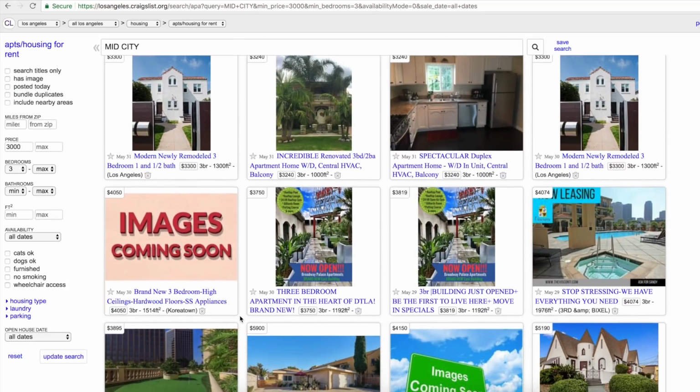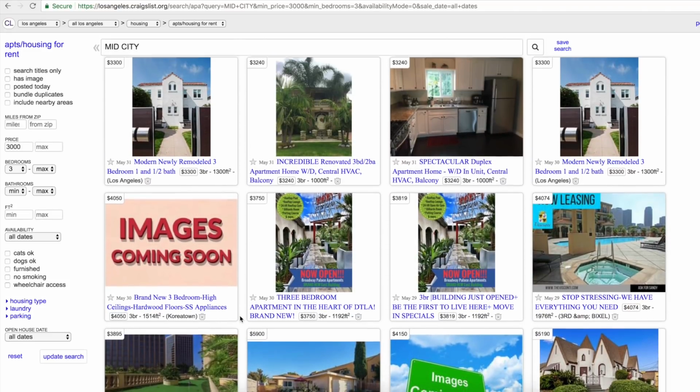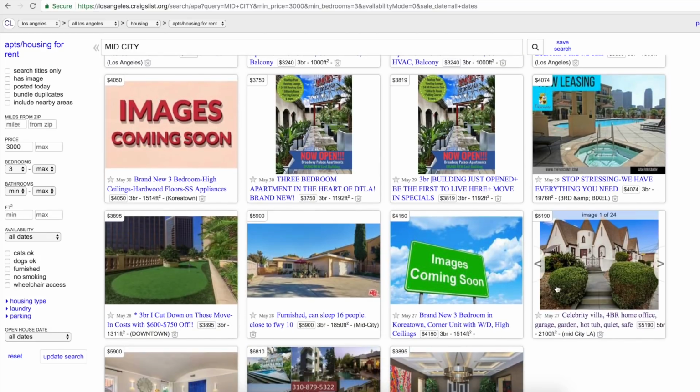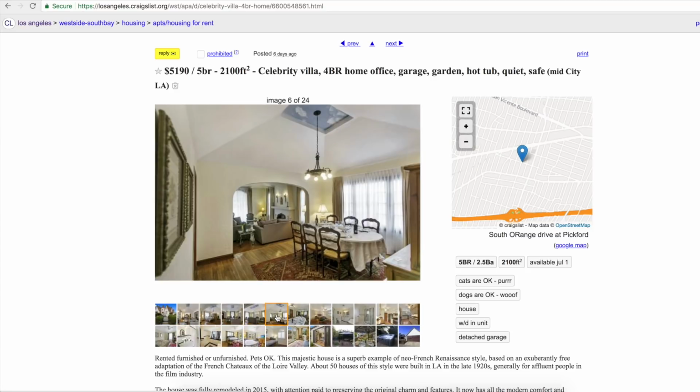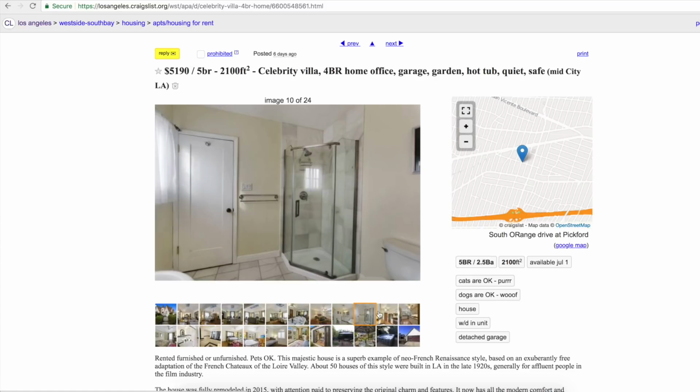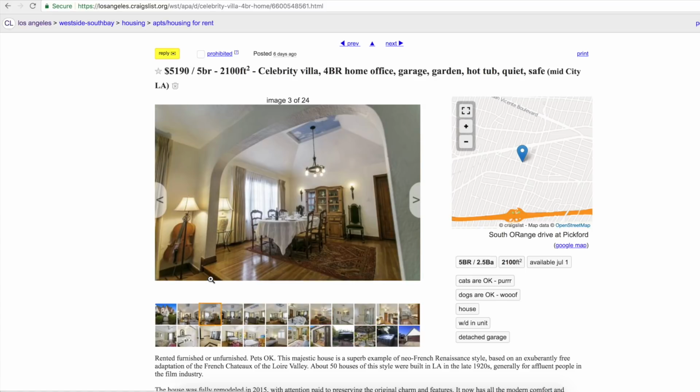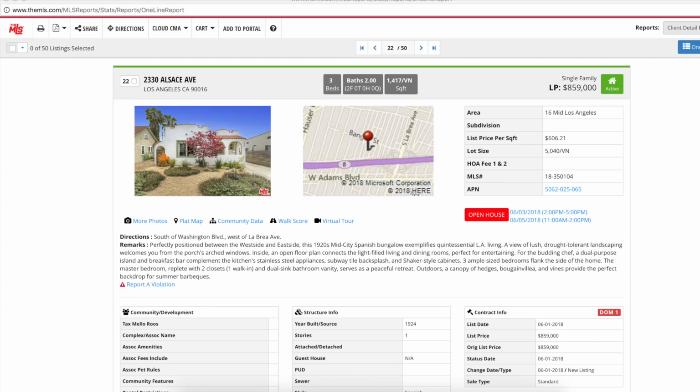And there's not that many good ones that are actual houses. Here we go. Well, they call this a celebrity villa. Okay, whatever that means. Anyway, it's very similar, but it's renting for $5,190. But you can tell, bigger square footage, more bedrooms, and doesn't look as updated, but still a pretty similar comp, all things considered.